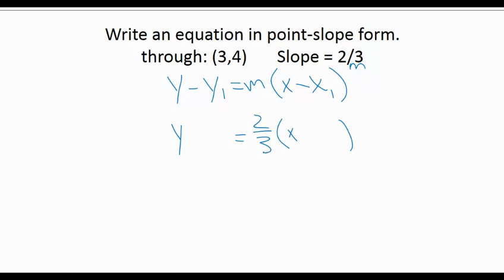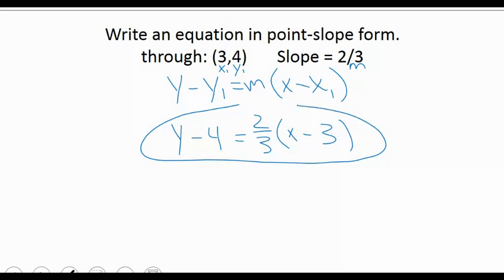Next, I'm going to label my point here. My ordered pair is 3, 4. That would be x1, y1. So I'm going to go x. Remember, it's subtraction. So even though it's a positive 3, I put -3. My y1 is 4, so that's going to be -4. So y minus 4 equals 2/3 times x minus 3. That is the equation in point slope form.